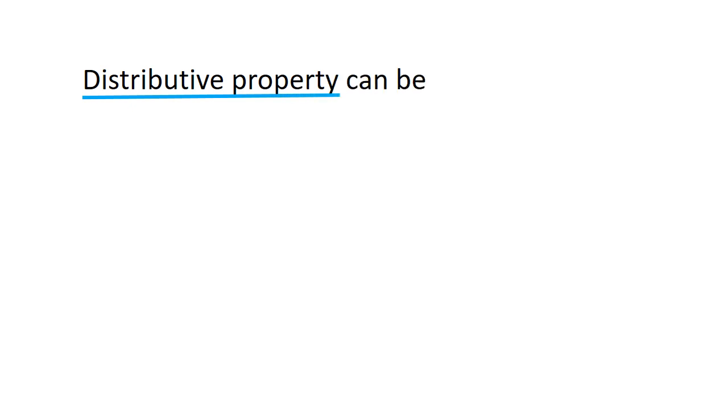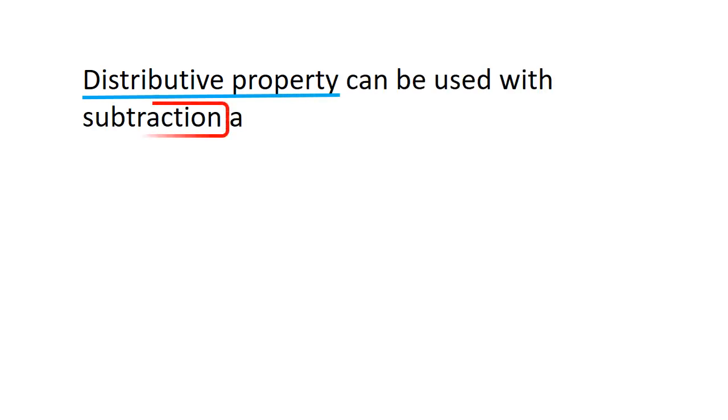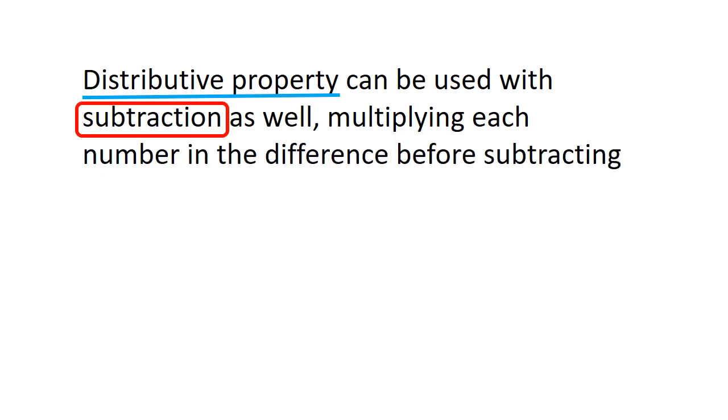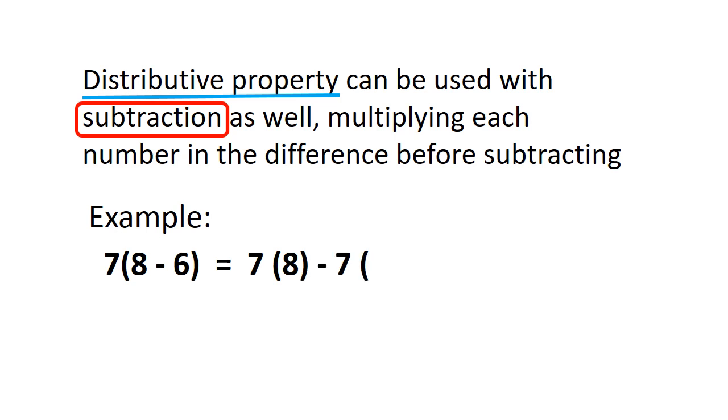Distributive property can be used with subtraction as well, multiplying each number in the difference before subtracting. Example, 7 times the difference between 8 and 6 is equal to 7 times 8 minus 7 times 6, which is equal to 56 minus 42. 56 minus 42 equals 14.